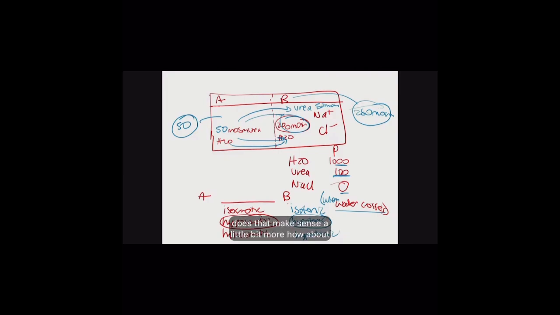Does that make sense? A little bit more? How about on Monday? On Wednesday, I'll give you another example before we start the kidneys. Good? But you guys solve it. I'm going to have you solve it with a partner and try to really solve it, because one of these is going to be in the final.